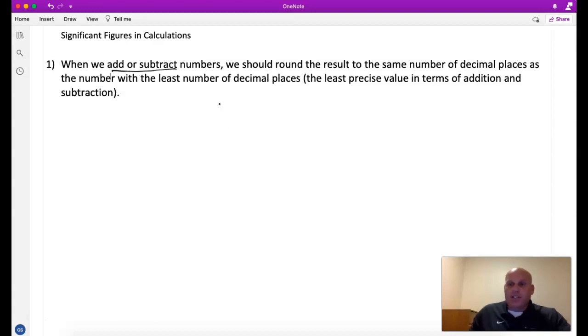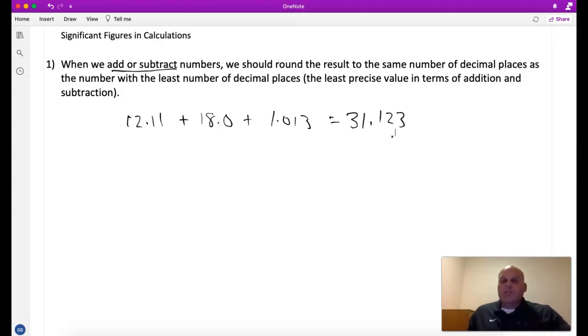So we'll start with addition and subtraction here. If I gave you the values 12.11 plus 18.0 plus 1.013, and you plug those into your calculator and hit equals, your calculator would say 31.123. So the rules for significant figures in calculation state my answer cannot be more precise than the least precise measurement from which it was calculated.